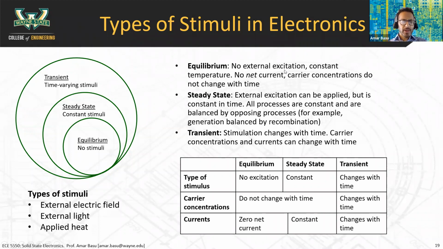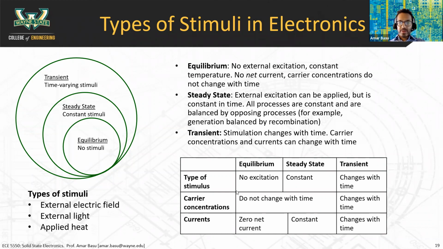So there's no light applied, there's no electric field applied, there's no heat applied to the system. Room temperature is not considered an application of stimuli, so just keep that in mind. If we're not applying any kind of excitation and we're at constant temperature, we'll be in an equilibrium state. In an equilibrium state, there's no net current and carrier concentrations do not change with time. Carrier concentrations means the electron and hole concentration.